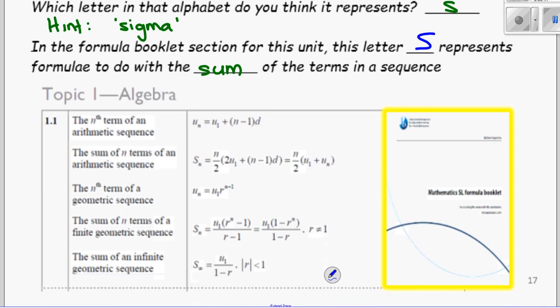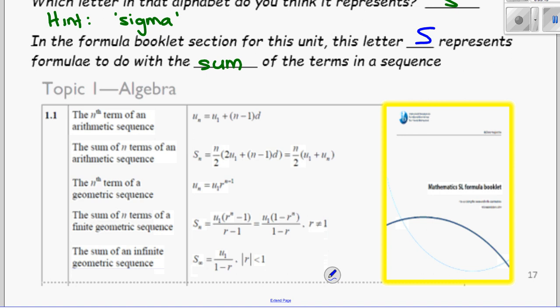So the S that I'm talking about are here. So here's one with S. Here's another one with S. And here's another one with S. So just notice that they're connected to the word sum. Sum. Sum. So sigma is a Greek letter for sum. In the formula booklet, sometimes they'll say S. So that's a hint that it's connected to the sum. I put this here just so you're aware that that's what the front of your formula booklet looks like, in case you're ever looking for it in your binder.